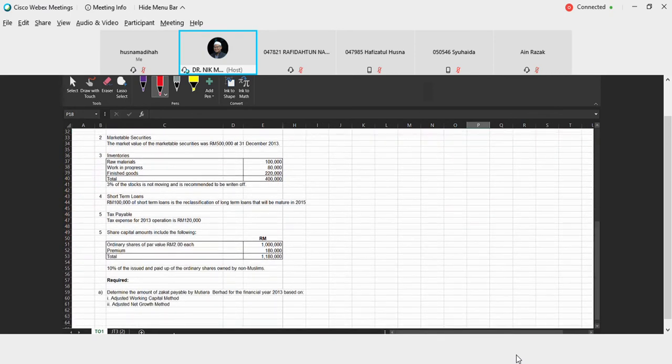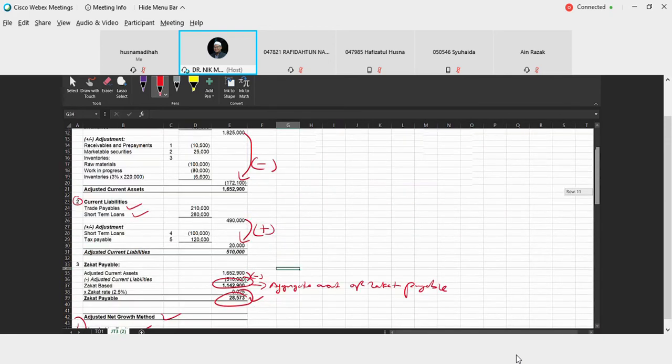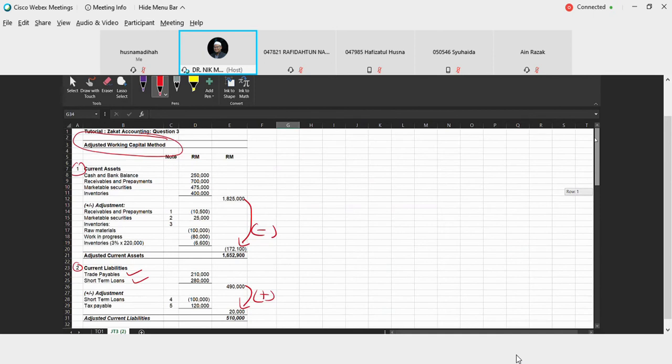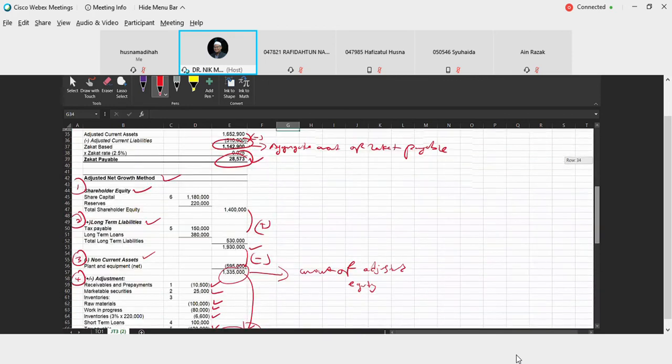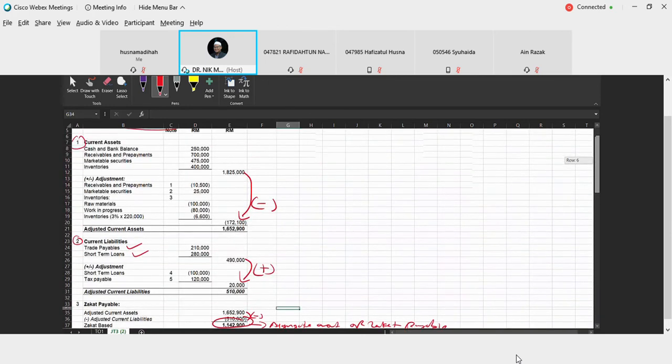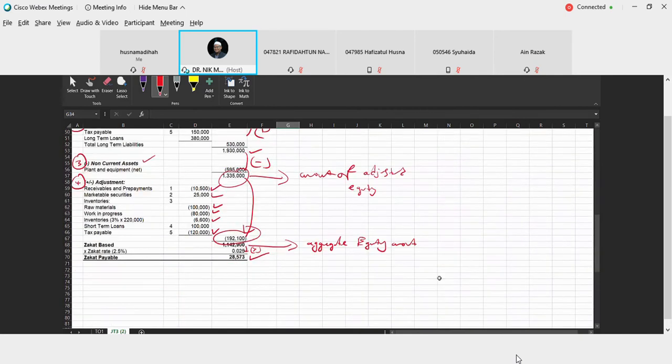And from here, you can see this is just a simple illustration. I will give you this file if you want, so that you can use it as your reference and try to do it on your own after this. And please make sure you have the same amount of zakat payable for both methods used in order to calculate zakat.